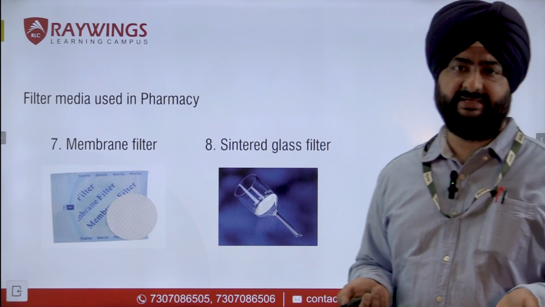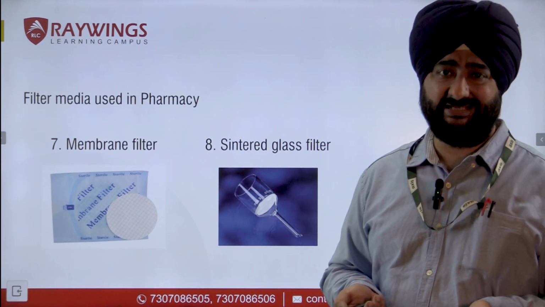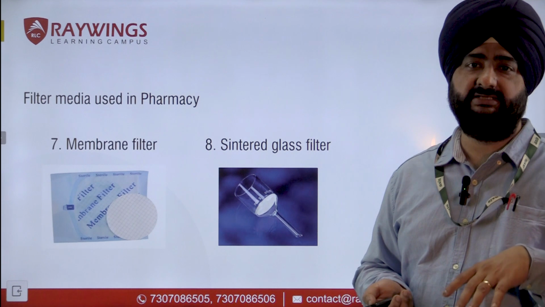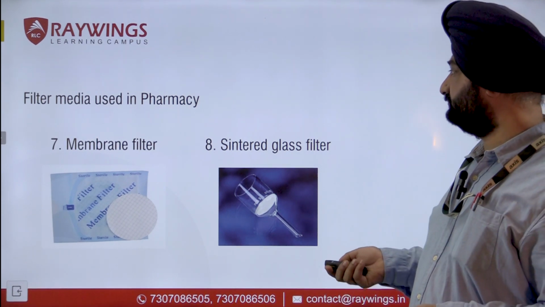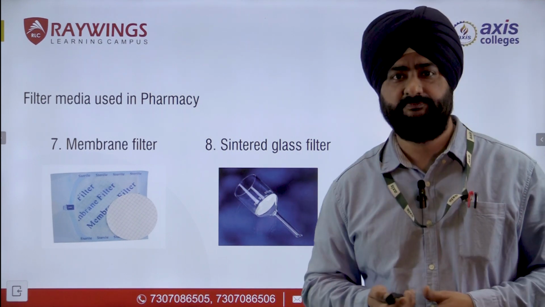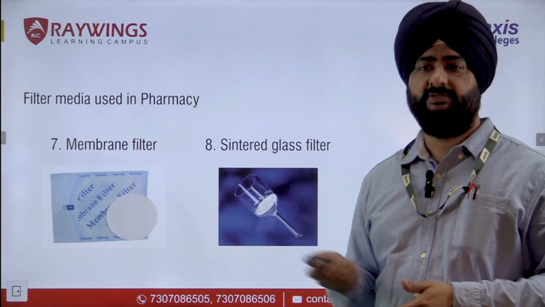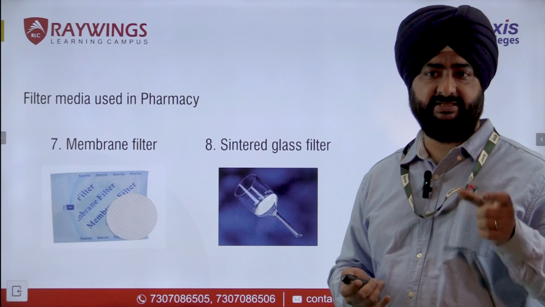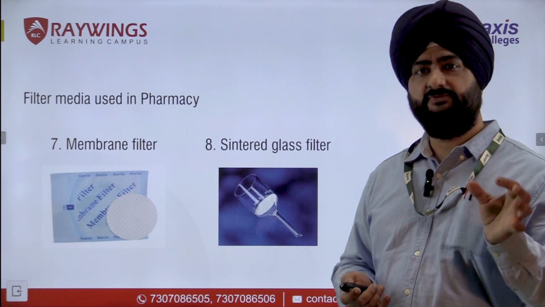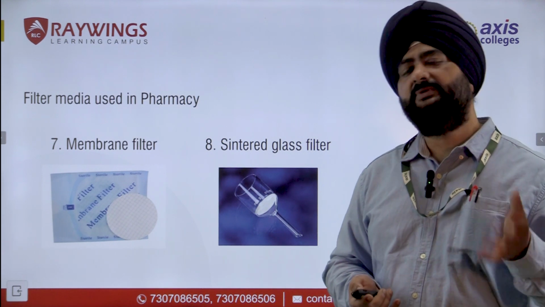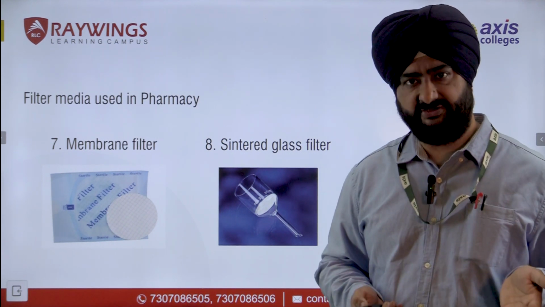Now this is the sintered glass filter. Its mechanism is the same as that of glass wool. We can use it to filter corrosive types of slurry, and we can use vacuum also in this sintered glass filter because it is very tough. It cannot break easily, right? We can use vacuum, and what vacuum does is enhance the rate of filtration.